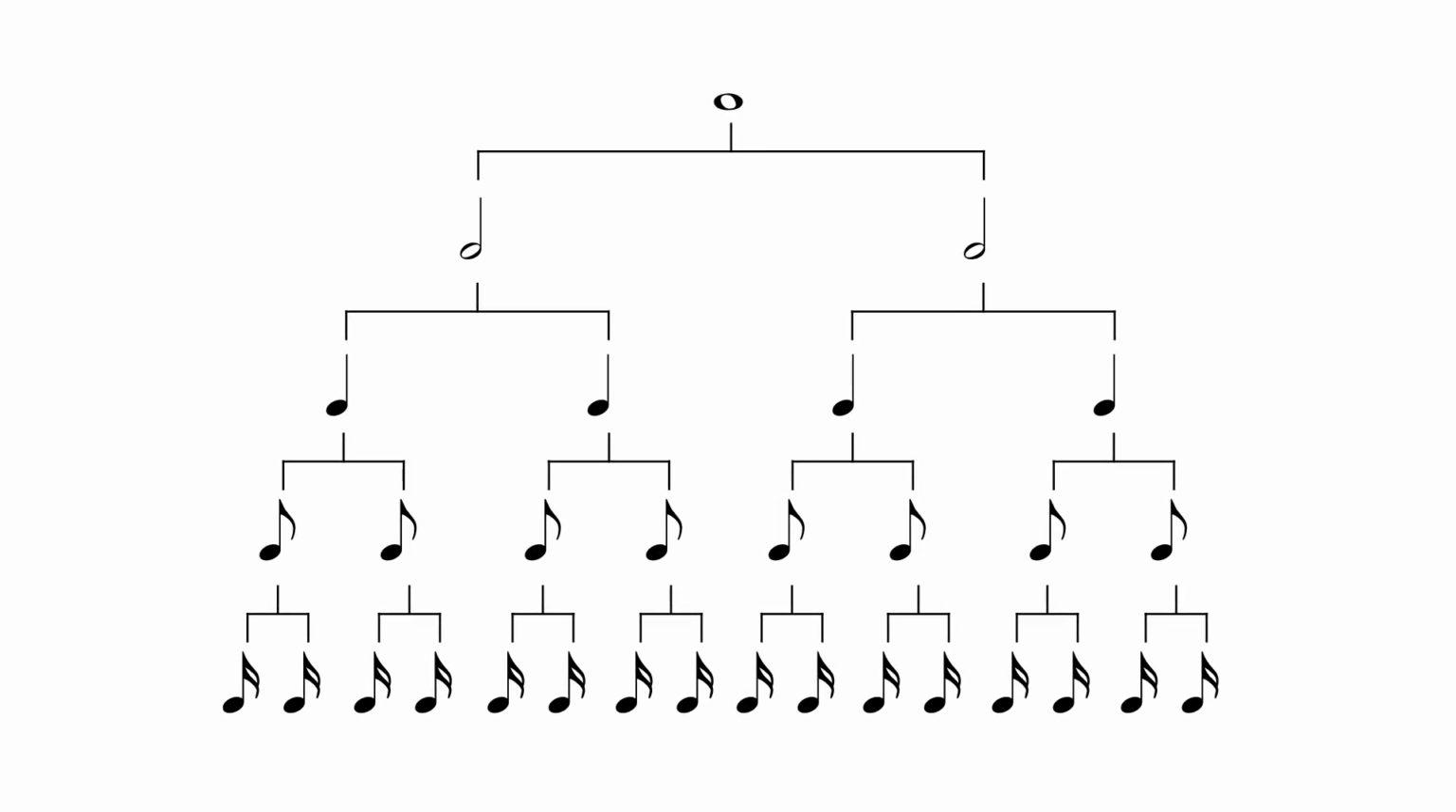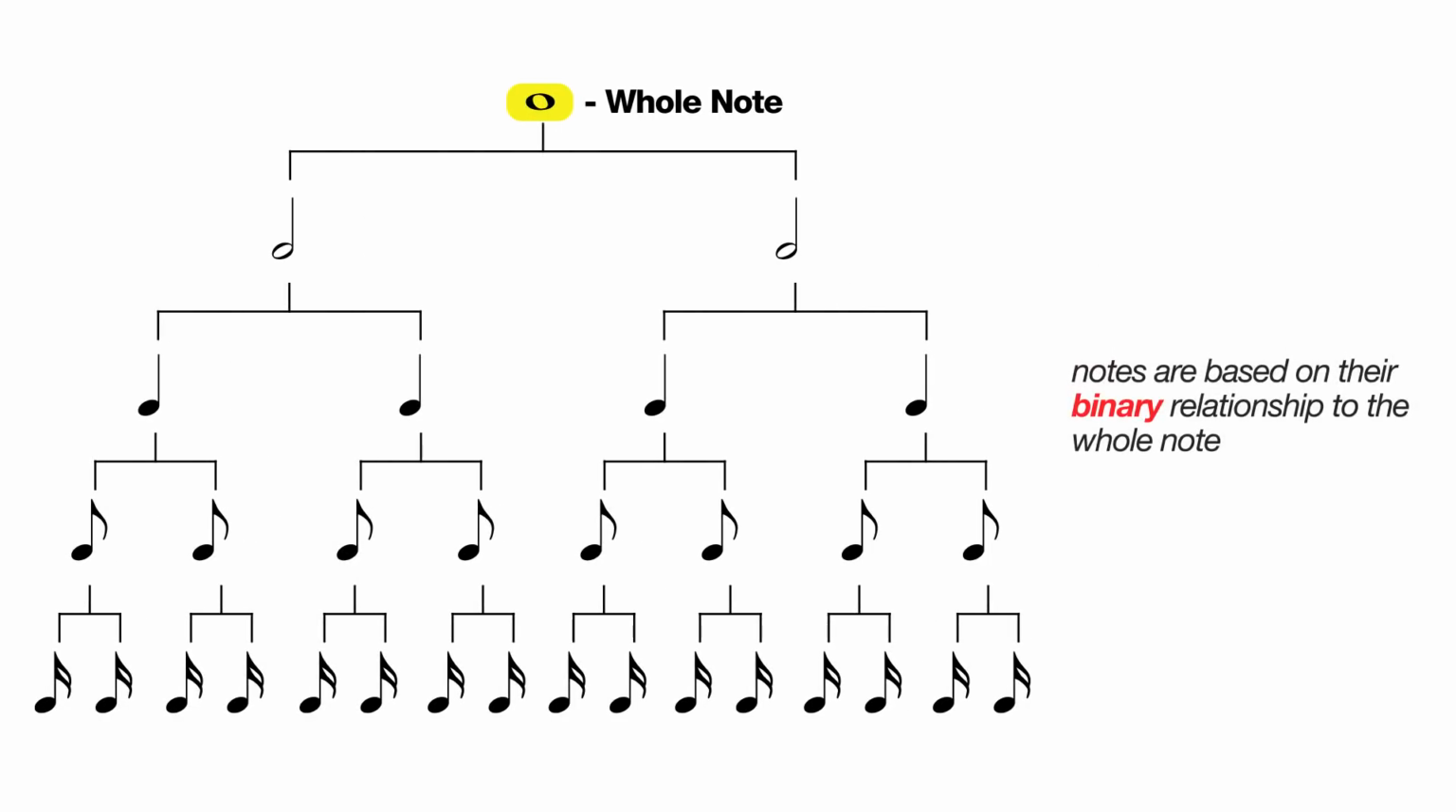If you look towards the top of the chart, you'll see a note shaped similarly to an O. This note is called a whole note, and it sits at the very top of the hierarchy because it holds the longest duration of any note in the chart. The rest of the note values below are named based on their binary relation to the whole note. Let's unpack what this binary relationship means with some visuals.